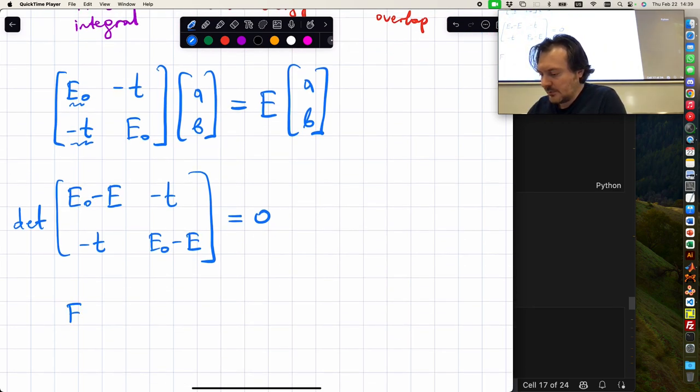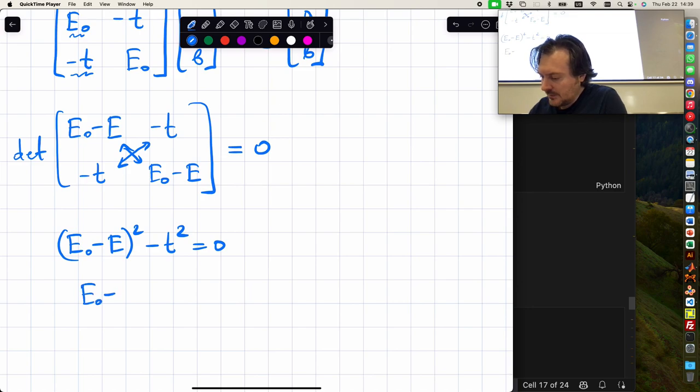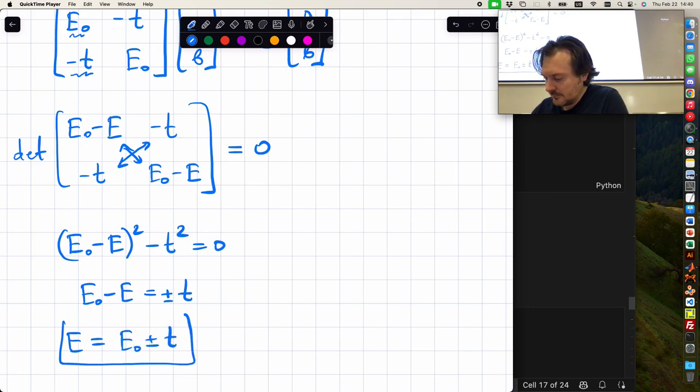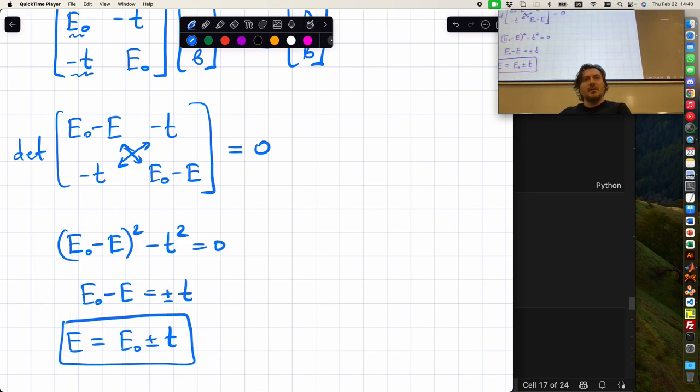So setting the determinant to zero means that E0 minus E squared, so this times this minus that times that, right, equals zero. Then E0 minus E is equal to plus minus T. Then the energy is basically E0 plus minus T. Okay? So that hopping integral corresponds to how much shift you are going to experience.